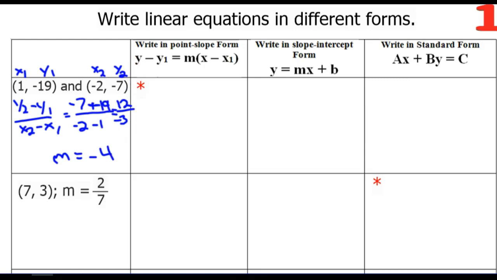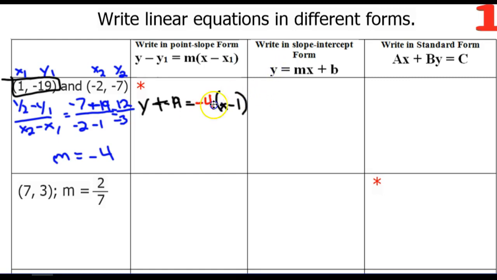So if we pick one of these points, let's pick 1, negative 19. We have to do y minus y1. Our y1 is negative 19 equals m, which we found out was negative 4, times x minus x1, which was 1. So 2 negatives in a row, we can make a plus. So it's y plus 19 equals negative 4 times x minus 1.